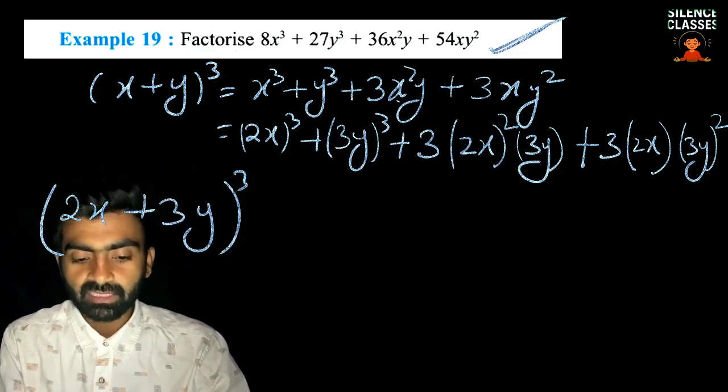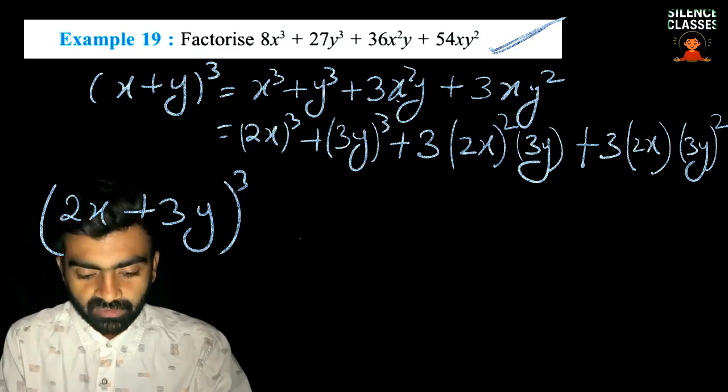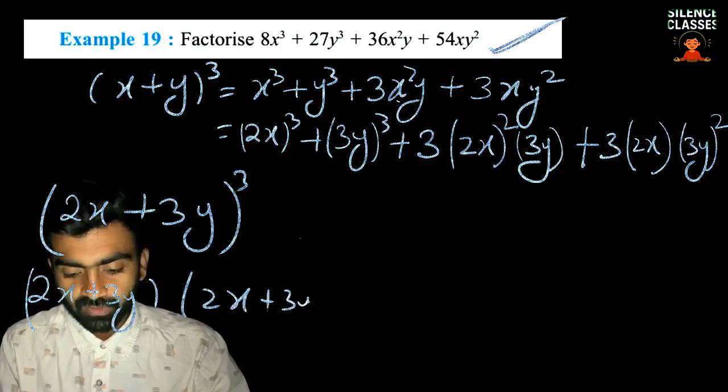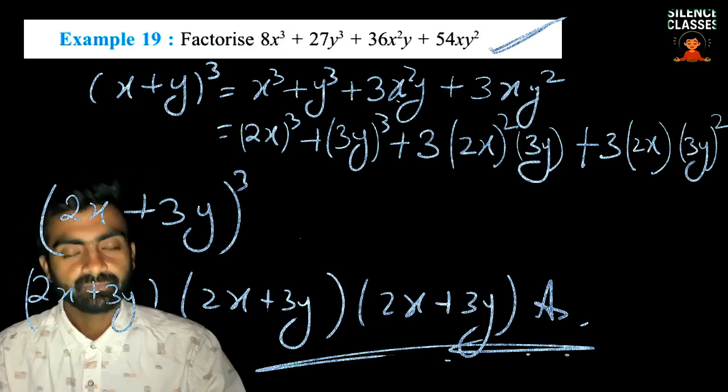So we have to factorize. So this is the factor. We can write it down in this particular pattern also, or we can write it down 2x plus 3y, 2x plus 3y and 2x plus 3y, and this is the answer.